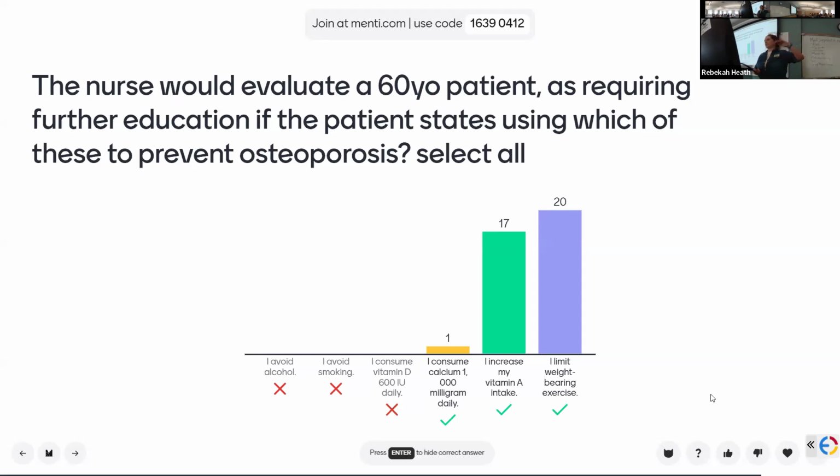They need more than just the standard. So that's right, because if they say I consume 1,000 milligrams of calcium, that's good, but it's not a true statement because they need more than that once they hit 60.